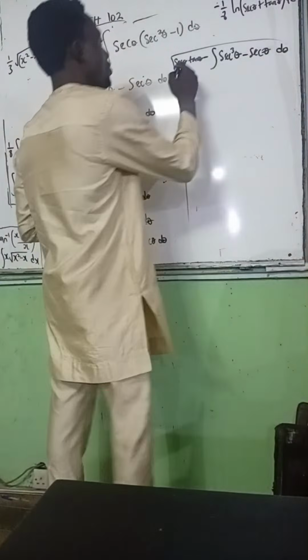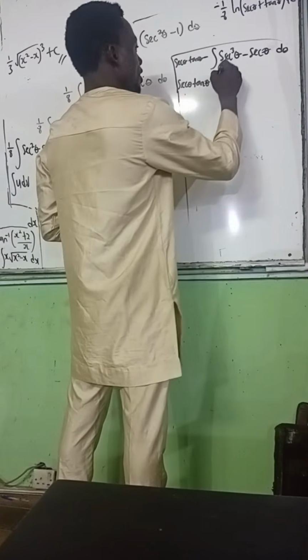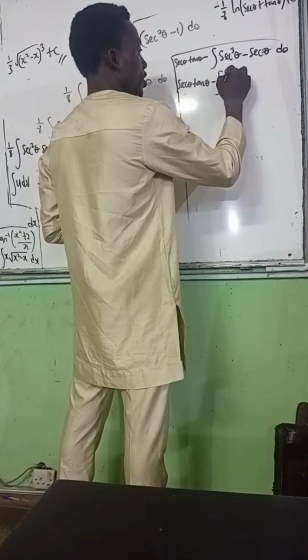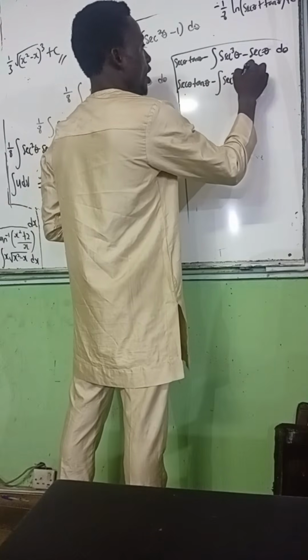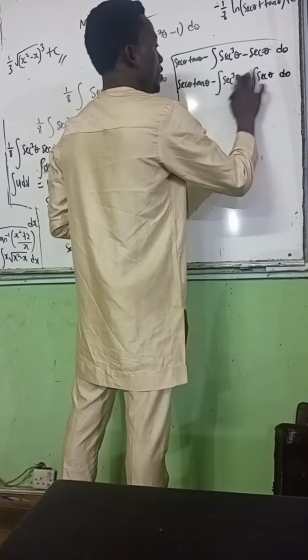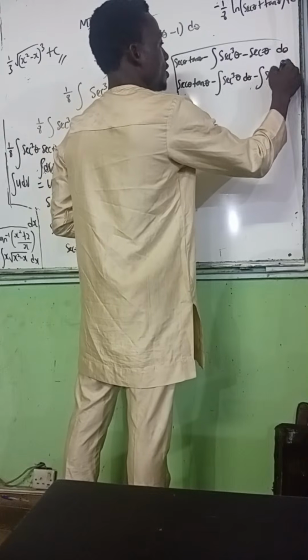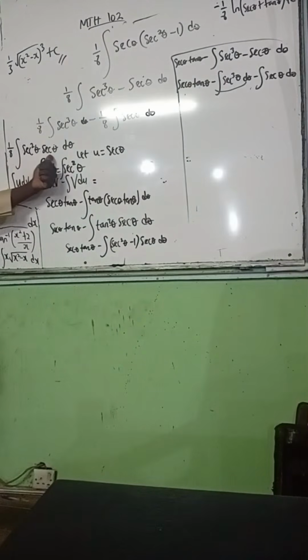Let's proceed. So we have sec theta tan theta minus the integral of what? Sec cube theta minus the integral of sec theta. Here we have sec cube theta d theta minus the integral of sec theta d theta. This is the same thing as the question we are integrating. The question is sec cube theta.